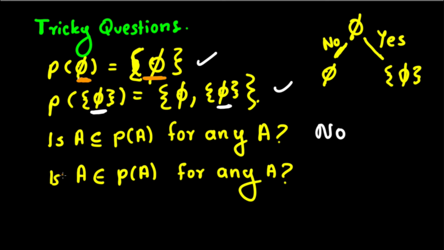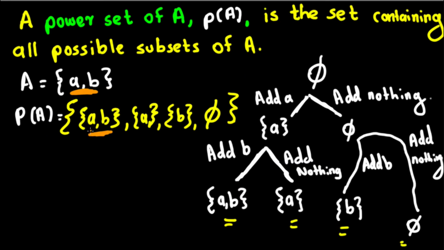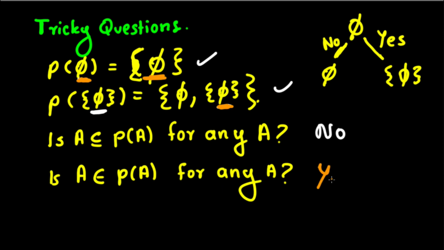Now let's look at the second one. Is A an element of P of A? This is true because it's always an element, right? We have an element right here. Here it's an element, and for this one, a, b is an element. So for this one it's true, and that's how we do this kind of problem.